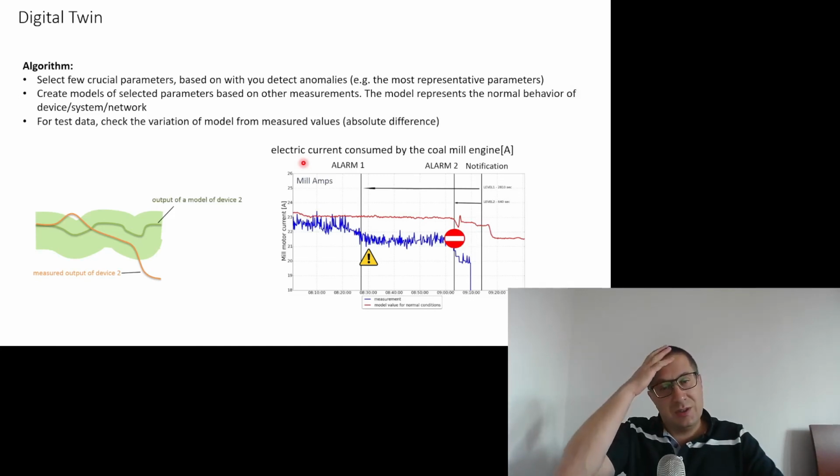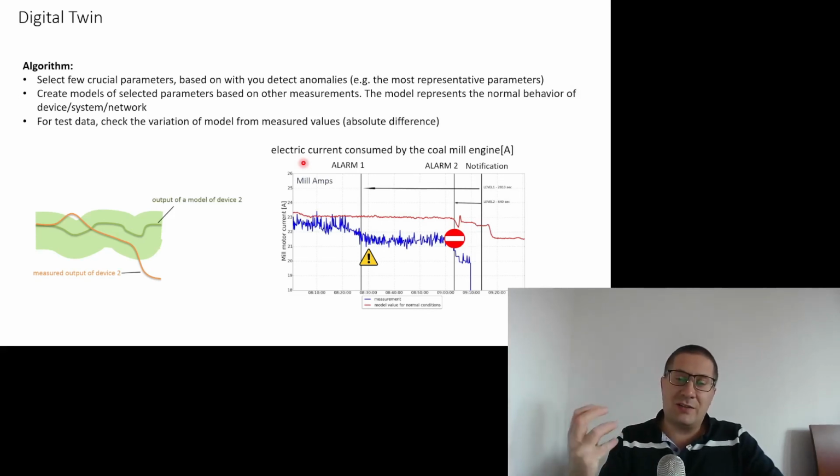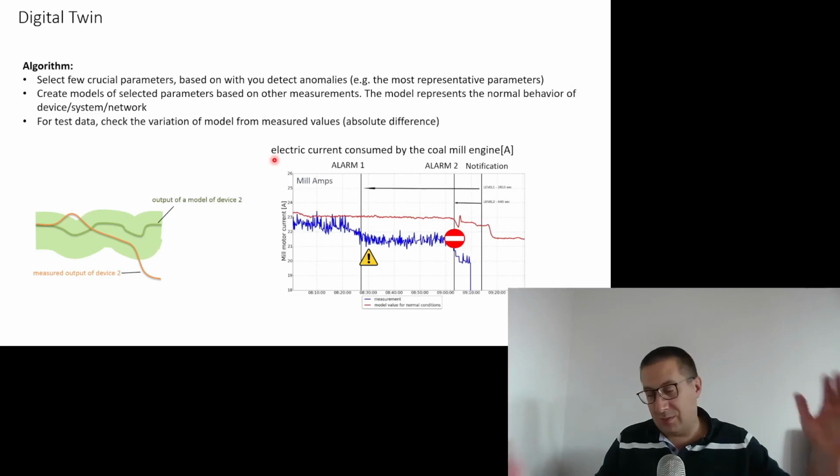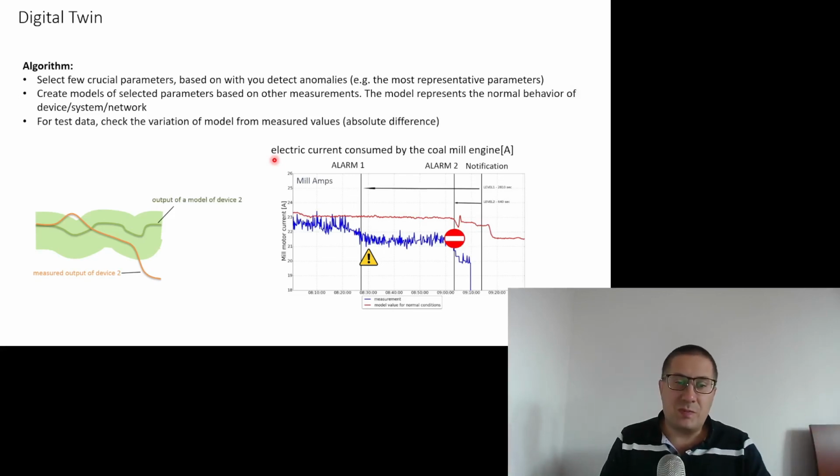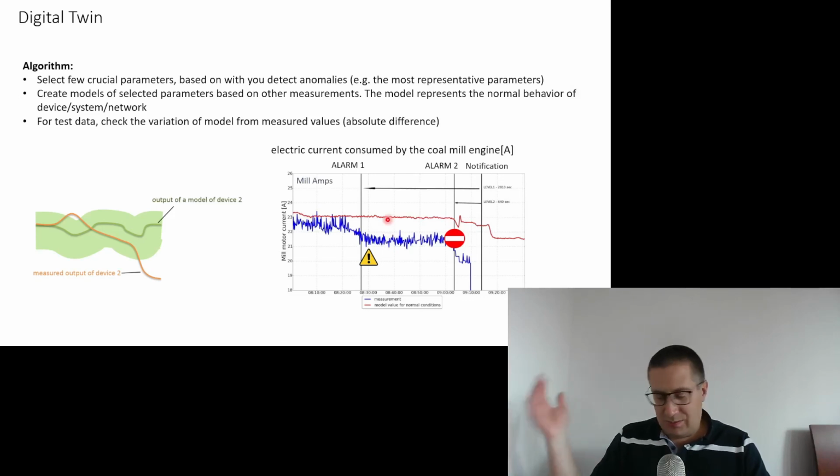So in order to detect the anomaly, or in fact in this particular case to predict the failure, to detect early symptoms of a failure, we made a digital twin that predicts the current consumed by the coal mill based on tens of inputs. And then we are comparing it with the real measurement of the mill motor current. The real measurement is marked here in blue color. The red signal is our estimation, the estimation of the digital twin. And if the difference between those two signals is high, we can tell the operator that there is an anomaly.